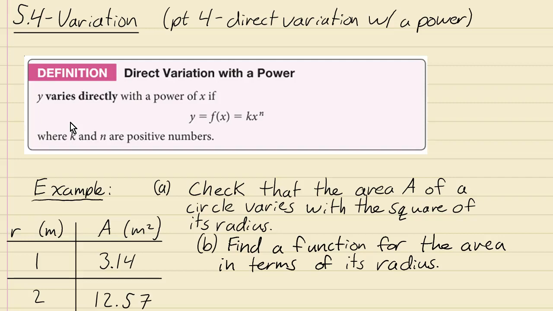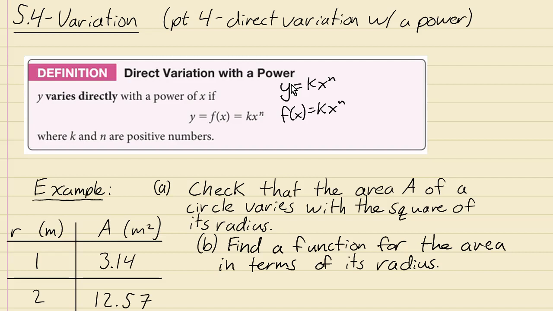Okay, we're going to talk now about direct variation with a power of x. Here's the definition. We say that y varies directly with a power of x if y is equal to a function of x with this definition, k times x to the n, where k and n are both positive numbers. So you could think of it as y equals kx to the n, or just f of x equals kx to the n. They mean basically the same thing, because generally y and f of x mean the same thing.